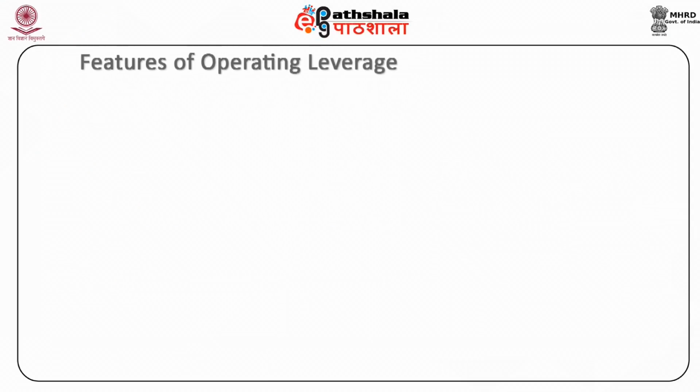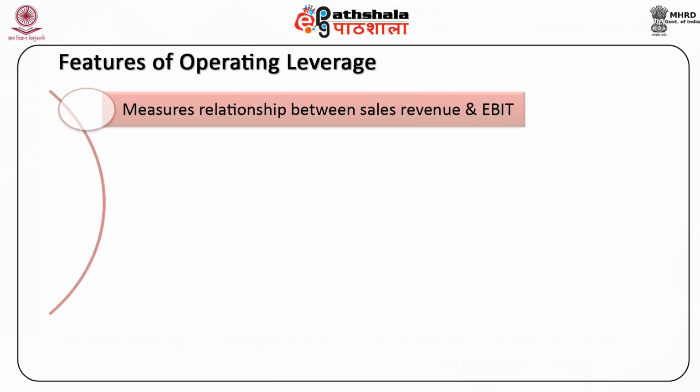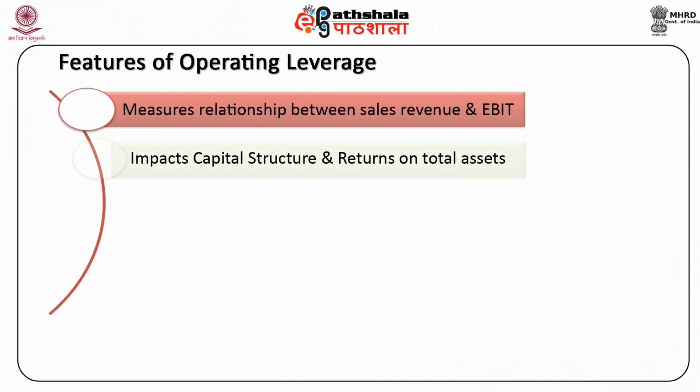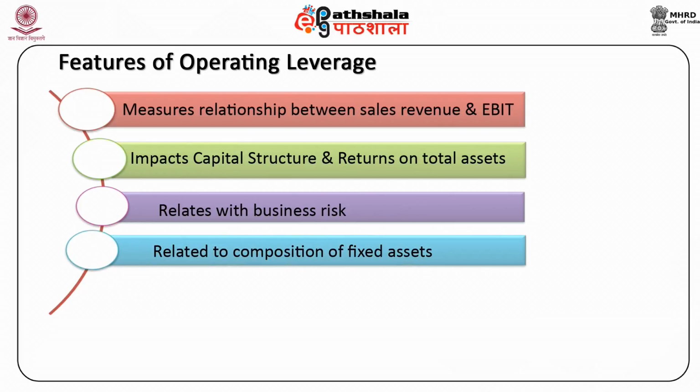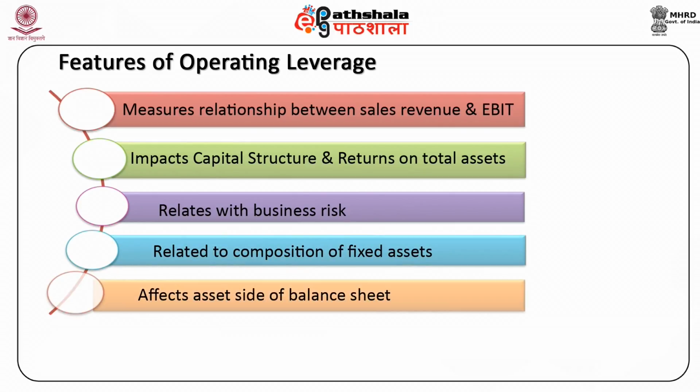The features of operating leverage are: it measures the relationship between the sales revenue and EBIT. It impacts capital structure and return on total assets. It relates to the business risk of a firm. It is related to the composition of fixed assets and it affects the assets side of the balance sheet of the firm.